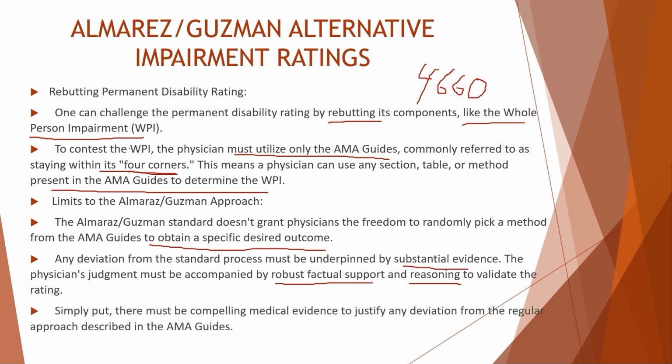Stated quite simply, there must be compelling medical evidence to justify any deviation from the regular, standard, or conventional approach described in the AMA guides, because the regular, standard, or conventional approach described by the AMA guides is considered to be the correct rating by law, by Labor Code Section 4660. So in providing an alternative impairment rating, you're basically going against the law. You're rebutting the law, and your rebuttal has to be good. It has to be robust, it has to be compelling, and it has to be substantial.